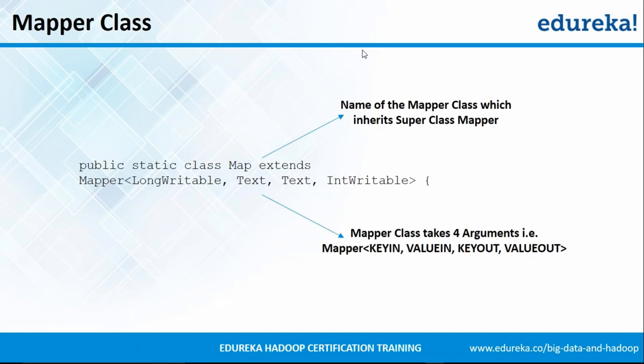Now this mapper class takes 4 arguments as input and they are of certain types. So we need to define the types of the arguments. The input key is LongWritable, the input value is Text, the output key is Text, and the output value is IntWritable. So guys, I hope you're clear with this.